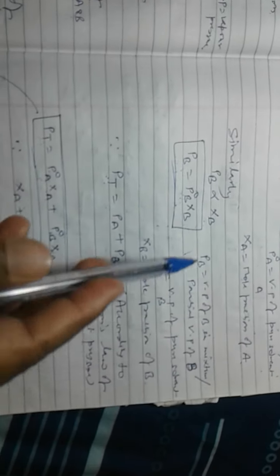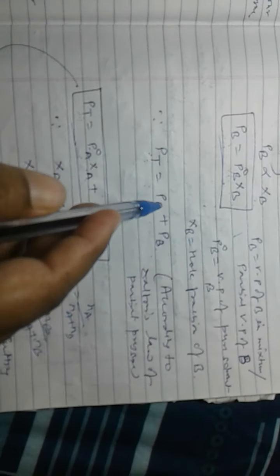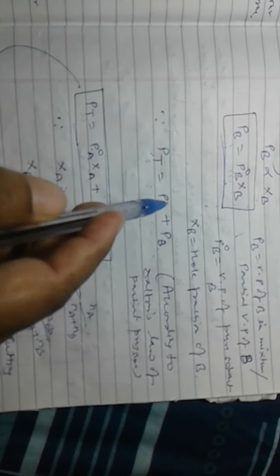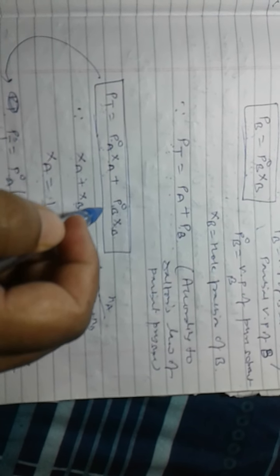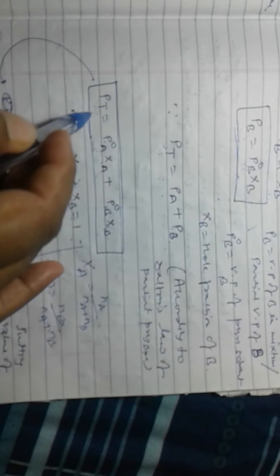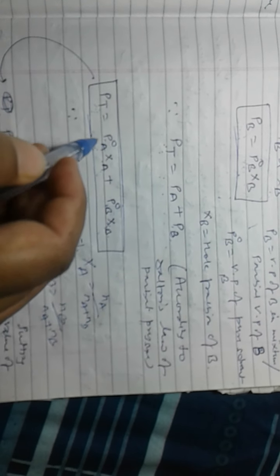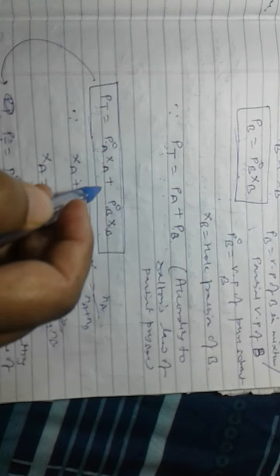But now we have to calculate the total vapor pressure of the solution. How can we calculate the total vapor pressure of the solution? The total vapor pressure of the solution is equal to the vapor pressure of each component, that is PA plus PB. From Raoult's law we calculate PA is equal to P naught A XA. Similarly PB is calculated as P naught B XB. Thus the total vapor pressure becomes equal to P naught A XA plus P naught B XB.